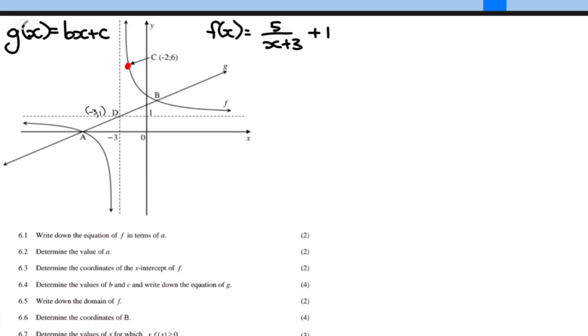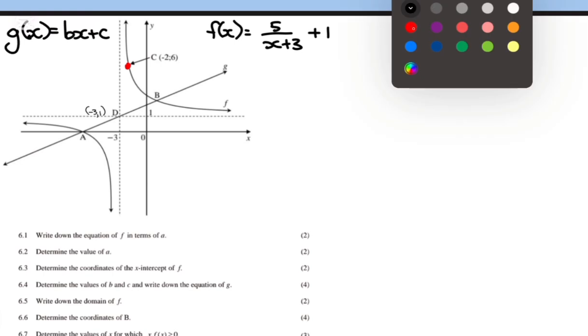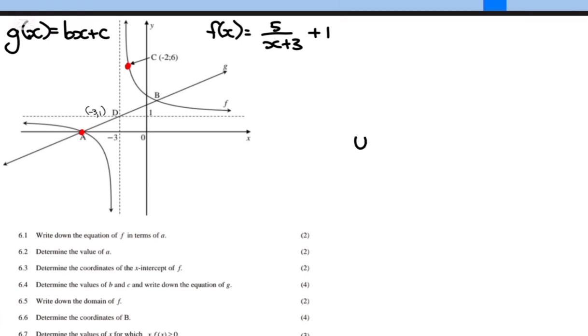Now the x-intercept is, you know where this is. This is this point here. And they're asking for f's x-intercept. So what I'm going to do, I am actually going to make y 0. Remember that when you want an x-intercept, you make y 0. If you want a y-intercept, you make x 0.